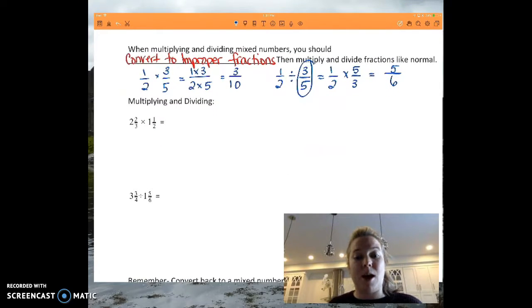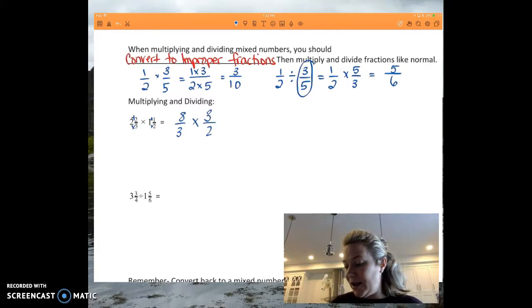Now, when you get to a mixed number, the very first thing you're going to do is convert it to an improper fraction. We've practiced this a couple times, so let's go through this quickly. 2 times 3 is 6. 6 plus 2 is 8. So 2 2/3 is actually 8 over 3. We're going to multiply that by 1 1/2. 1 times 2 is 2. 2 plus 1 is 3. So 3 over 2 is the same as 1 1/2.